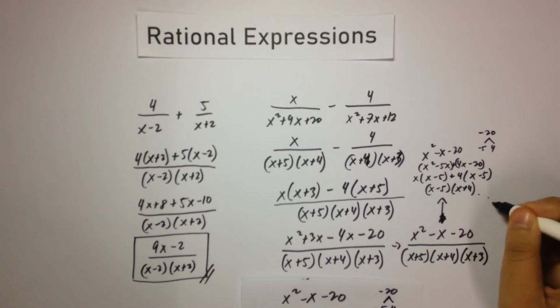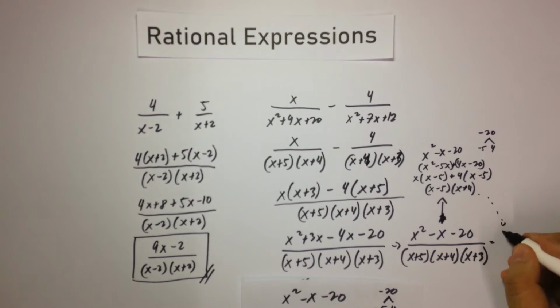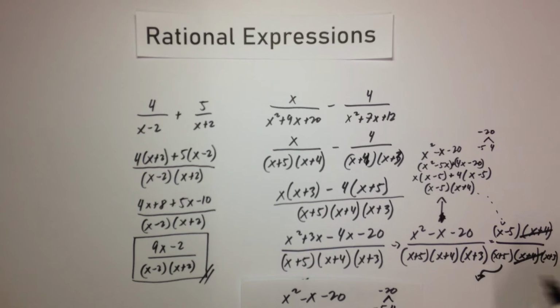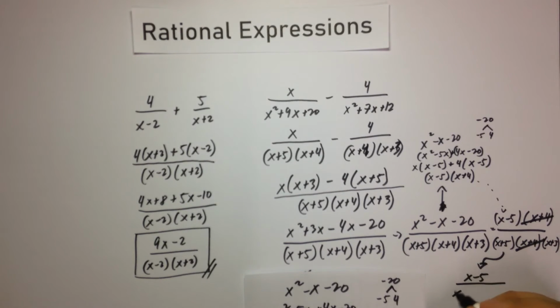Now let's add this to here. x minus 5 and x plus 4 over x plus 5, x plus 4, and x plus 3. We can cancel out here x minus 5, x plus 4, and x plus 4. Which leaves us with the final answer, x minus 5 over x plus 5 and x plus 3.